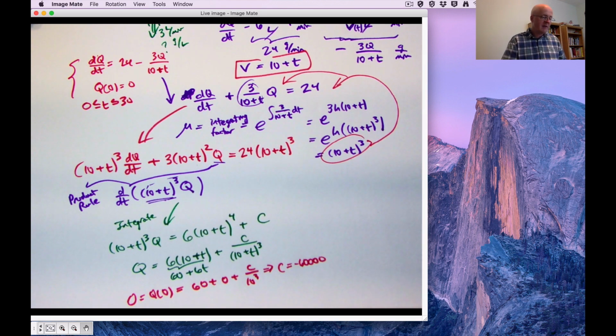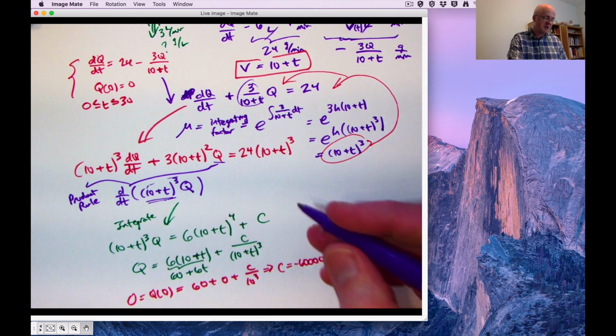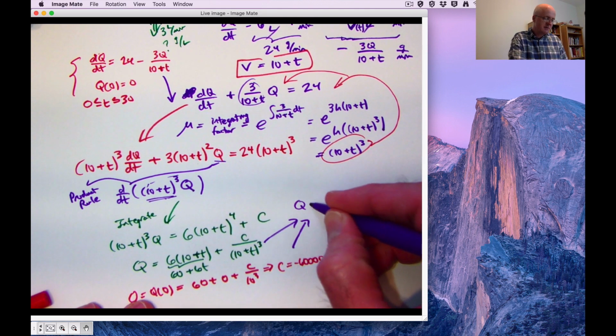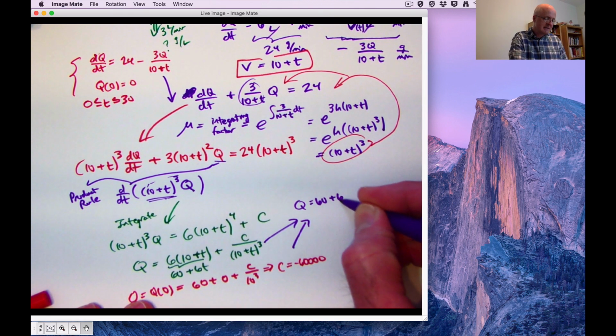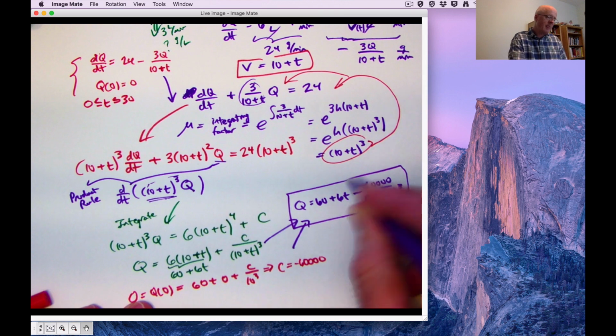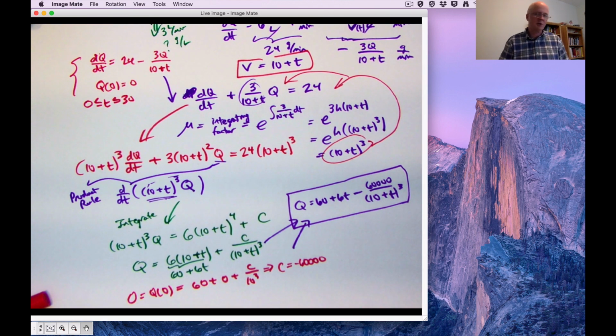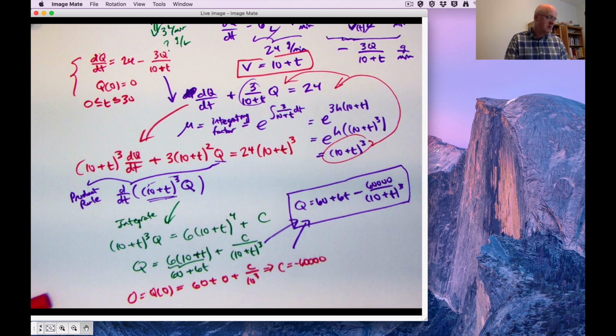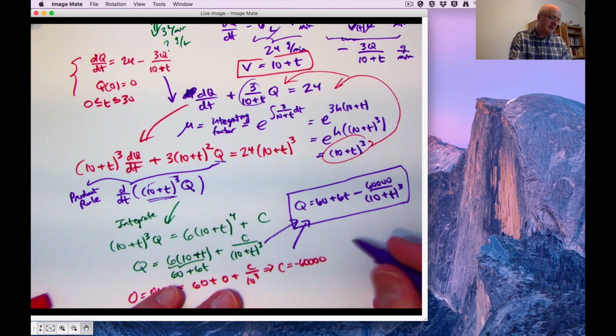And therefore, your final answer for the solution of the initial value problem, you can write as Q equals 60 + 6t minus 60,000 over (10 + t)^3. There you have it. And then you could use this to do various things, and you should be able to verify it satisfies the differential equation and the initial condition. Should be able to graph it in the slope field even.